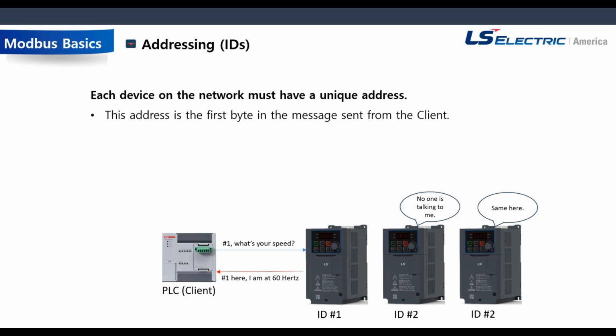Another important thing to note is the addressing. Addressing must be unique. Let's say we have 3 VFDs on a network. The first drive would be drive number 1, the second would be 2, and actually I have a typo here, which is what you don't want. It should say number 3 on the far right. If you had 2 drives set up for 2, you're going to get collisions and some mismatched data back.